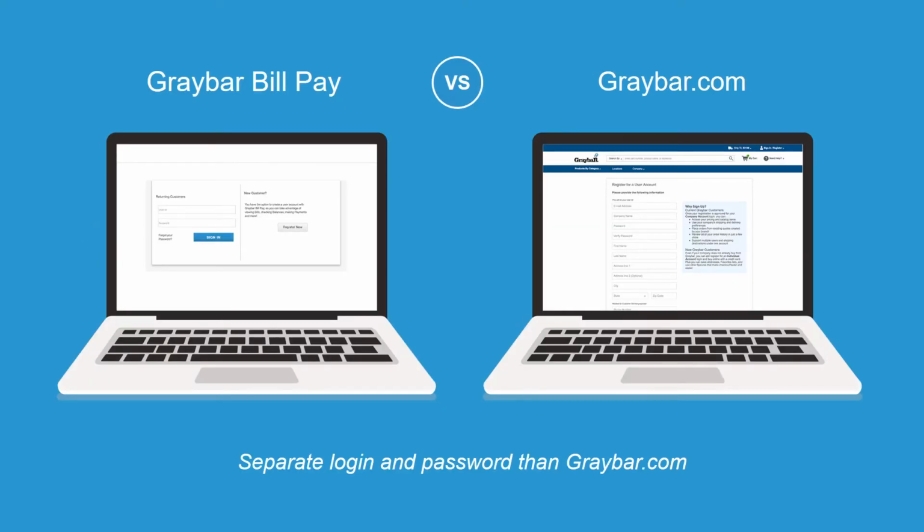As I said earlier, there's a difference between Graybar Bill Pay and Graybar.com. These are two different systems that will often be used by different contacts at our customers. So for various security reasons, there's a different login and password for each of these two systems. So it's just important to understand that just because they're set up on one system does not mean that they're automatically set up on the other one.